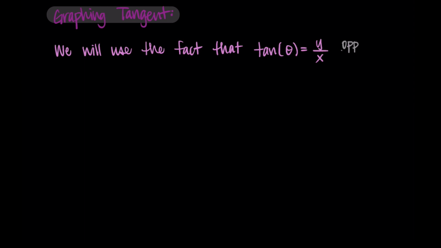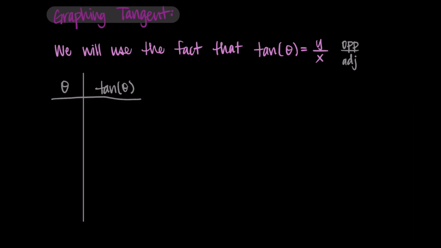Hi, welcome back. So in this video, we're going to talk about how we graph the tangent function. This process is going to be similar to how we graphed sine and cosine, except you might be a little surprised about what the tangent function ends up looking like. To do this, we're going to use the fact that tangent of theta is equal to y over x, or opposite over adjacent. So we're going to do a table with some input and output values.